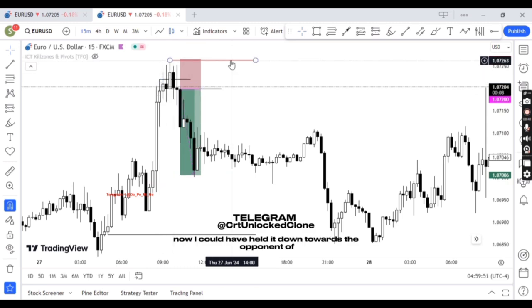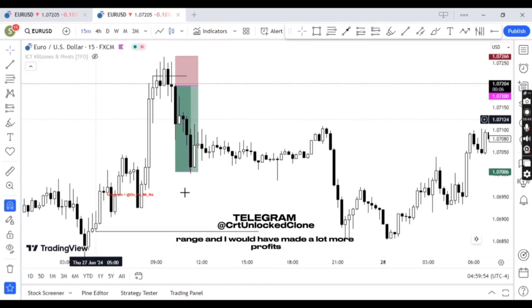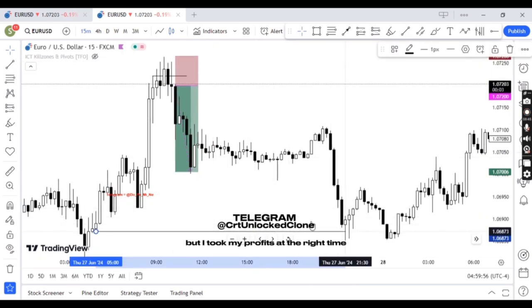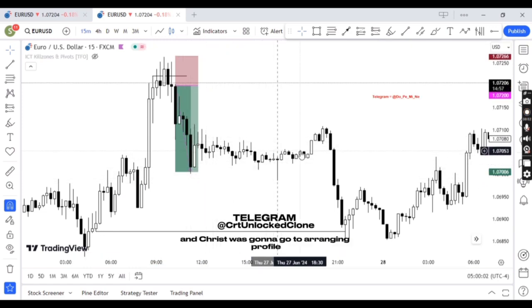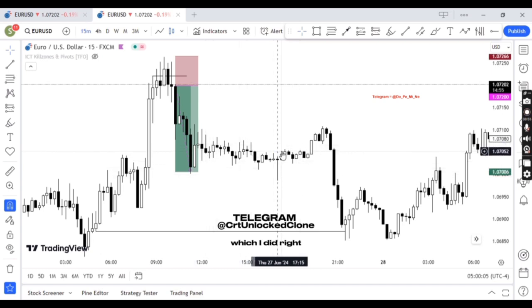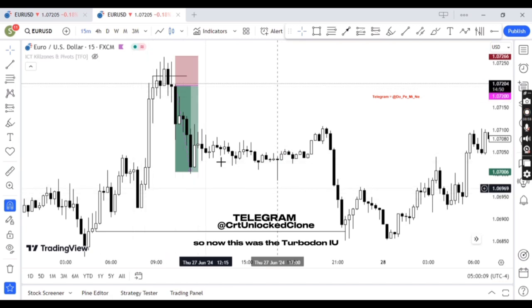Now I could have held it down towards the opposing end of the range and I would have made a lot more profits, but I took my profits at the right time and closed my trade objectively, because I knew that the daily candle was about to close and price was going to go to a ranging profile, which it did, right? So now this was the trade breakdown on EU.